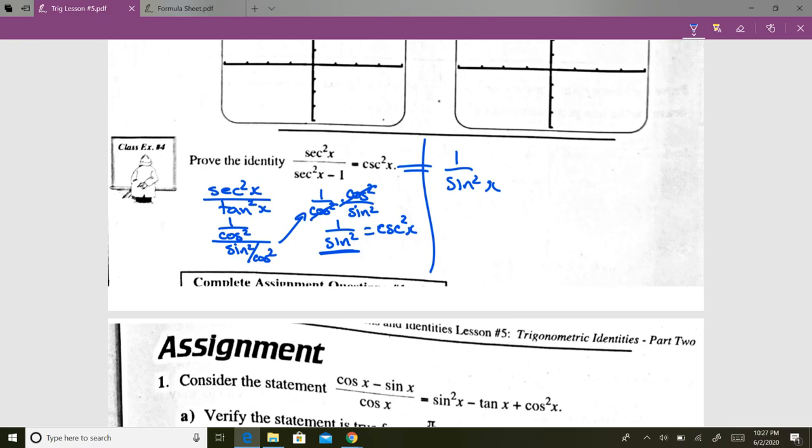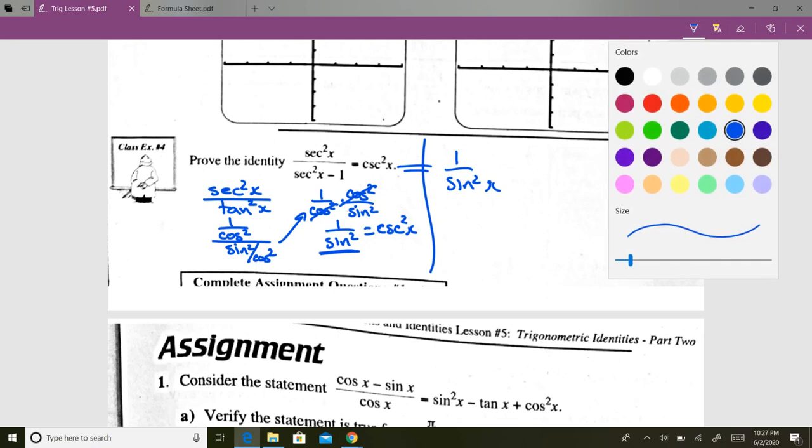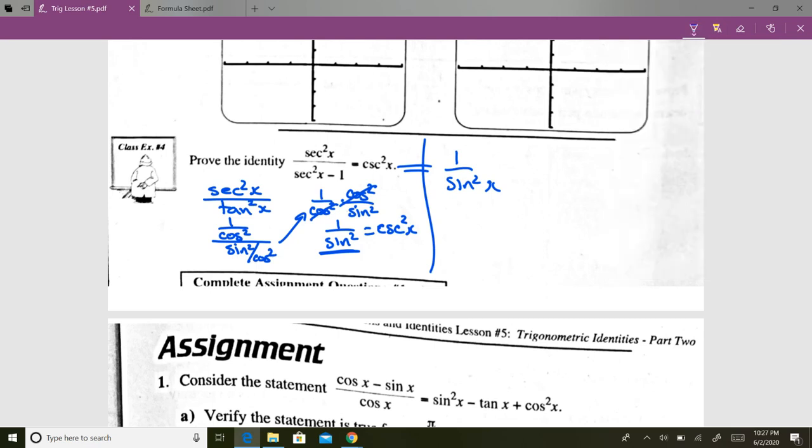Now there is another way to do it. I'll do it in purple. If you didn't recognize that secant squared minus 1 is tan squared, what you could have done right at the beginning is changed everything to sine and cosine. So secant squared is 1 over cos squared. So I get 1 over cos squared over this bottom bit, which is 1 over cos squared minus 1. Okay? Top bit is just the secant squared.